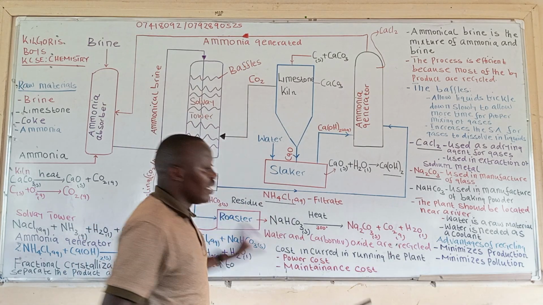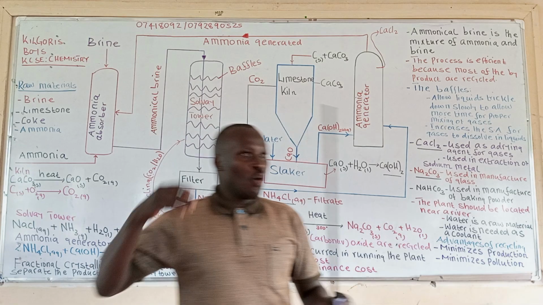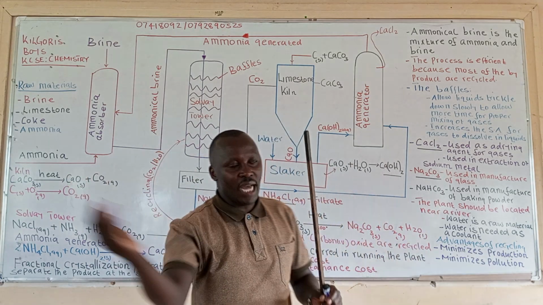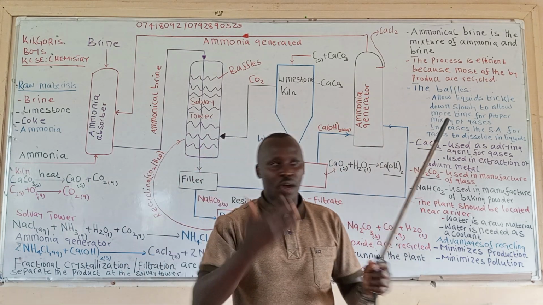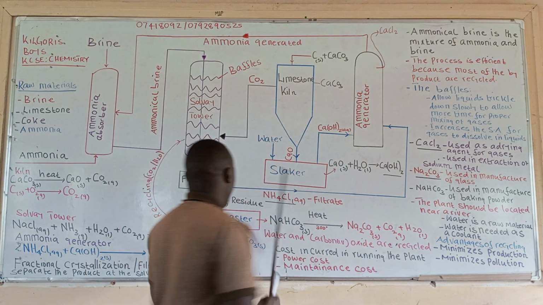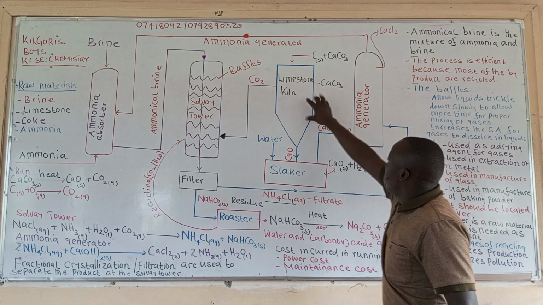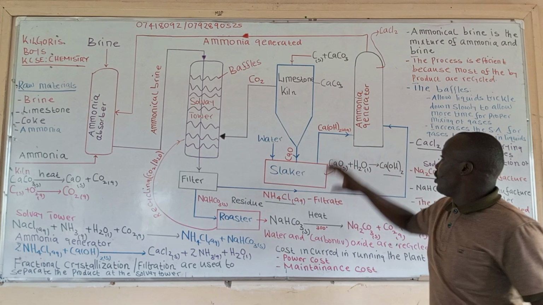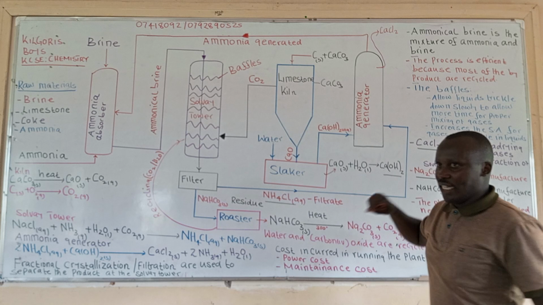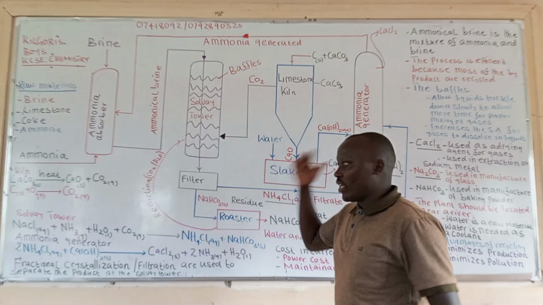And again, I have said that in the Solvay tower, the reaction is highly exothermic, so water is meant to circulate around the carbonator, or that Solvay tower, so as to cool the product. And then we have ammonia and the calcium hydroxide from the decomposition of the limestone. It is taken to the ammonia generator. In the ammonia generator now, the ammonia gas is being generated.